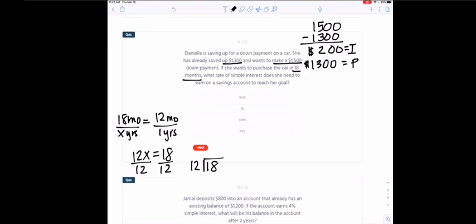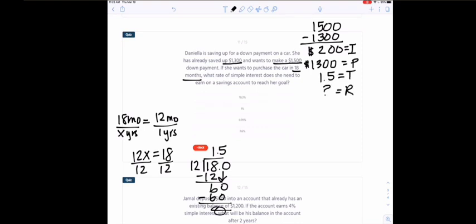Remember, the numerator goes on the inside, the denominator goes on the outside, right? So 12 goes into 18 one time. 18 minus 12 is 6. Let's add a decimal and bring down that 0. 12 goes into 60 5 times. 12 times 5, 60. Now we have nothing left over. We don't have any other numbers to bring down. We're done. So our time is 1.5 years.